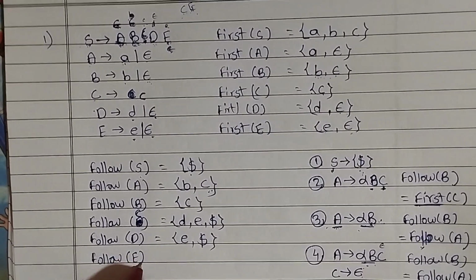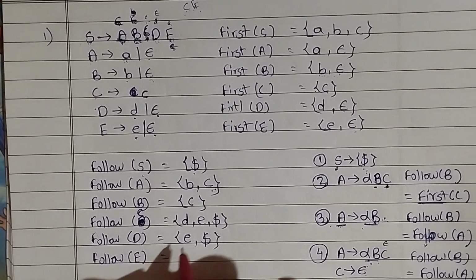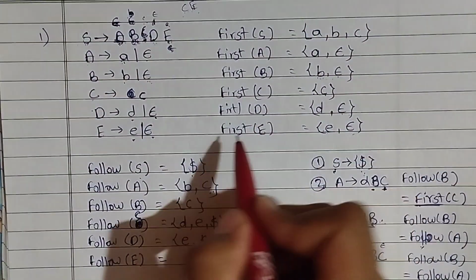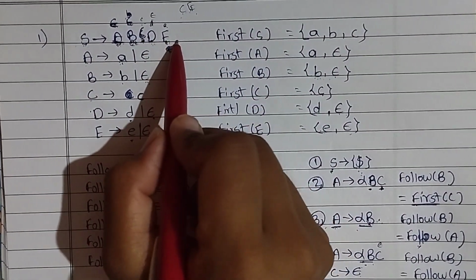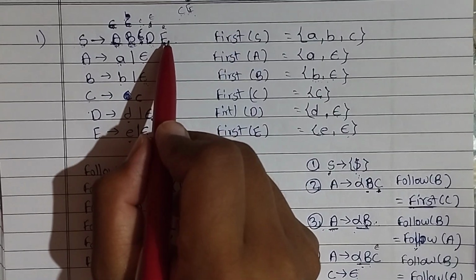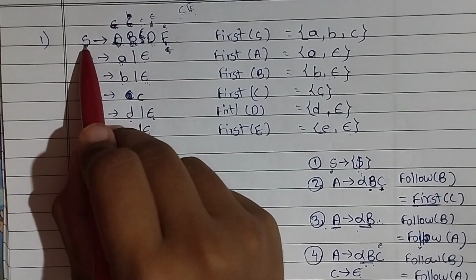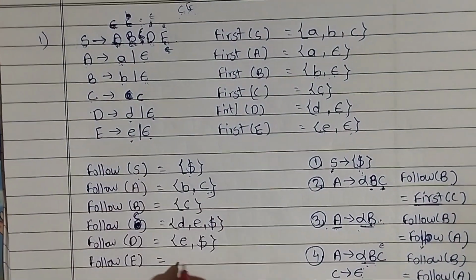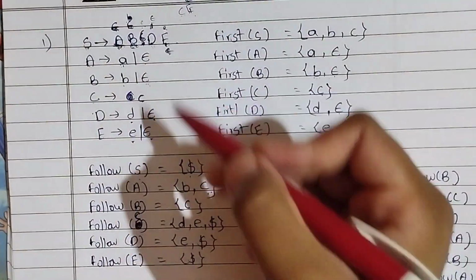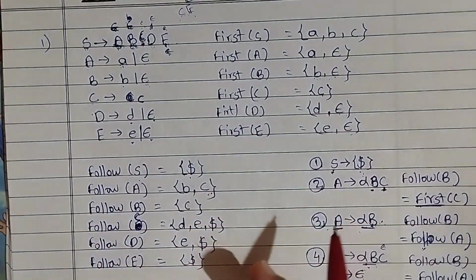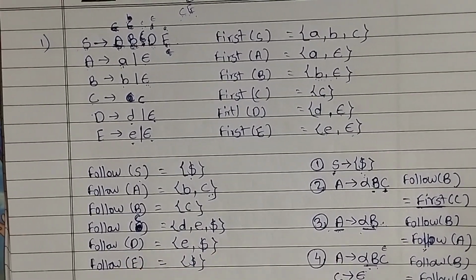Now follow of E. E is present here, and E is followed by null. If a non-terminal is followed by null, then find out the follow of S. Follow of S is dollar. So only dollar is present. I hope you all get the idea how we find out the first and follow for this grammar.